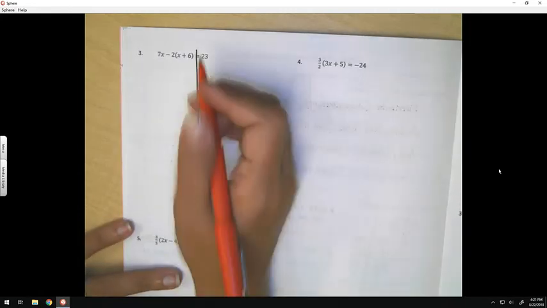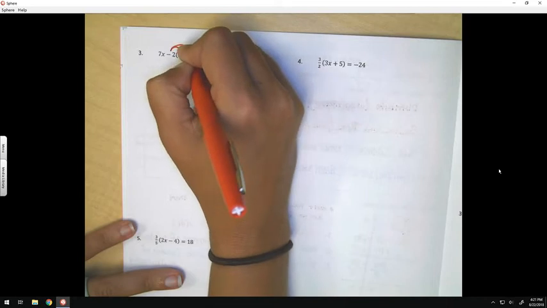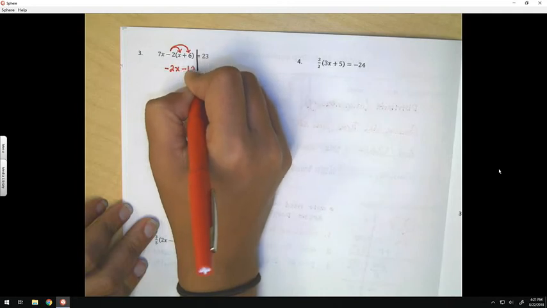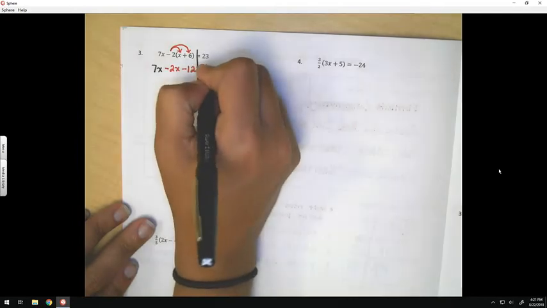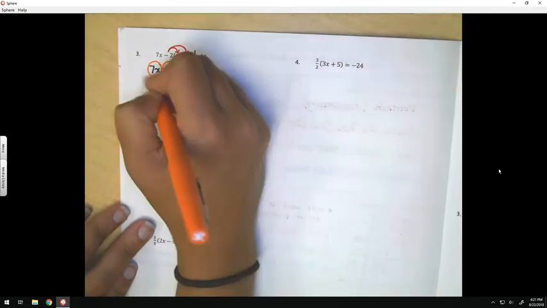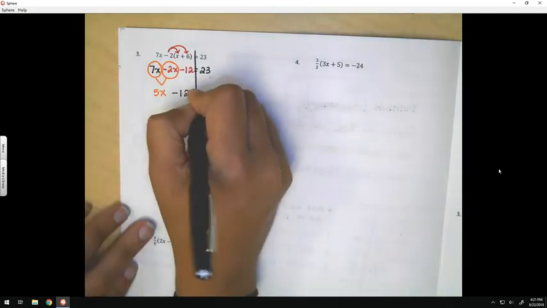Now I'm noticing that this time there is a parentheses, so I'm going to go ahead and distribute the negative 2. When I do that, I get negative 2x minus 12, and I'm going to drop down the 7x and the 23. Now I'm going to check to see if there are any like terms. So 7x and minus 2x are like terms, which means I'm going to combine them, and I'm going to get 5x, then minus 12 equals 23. Just drop the rest of it down.